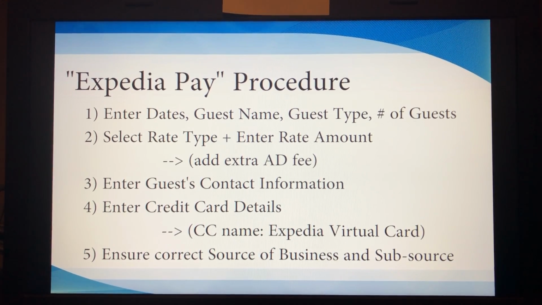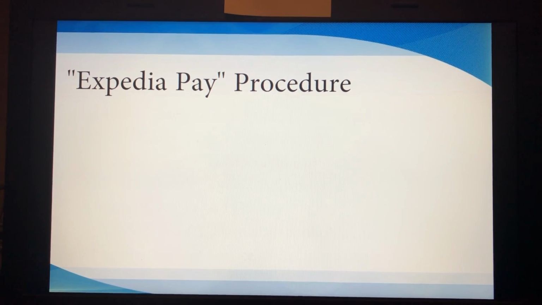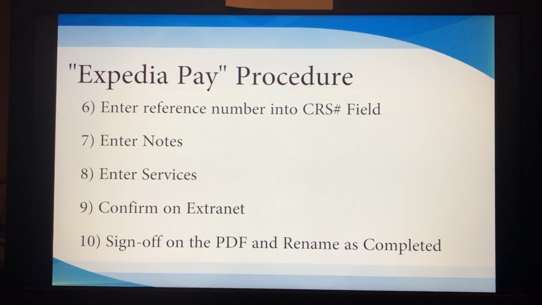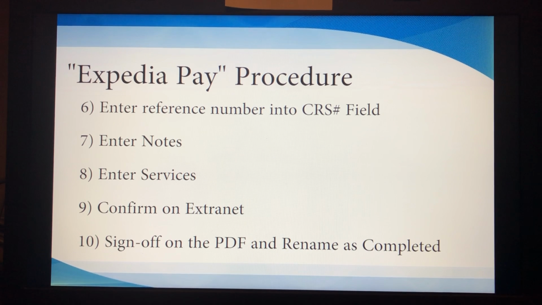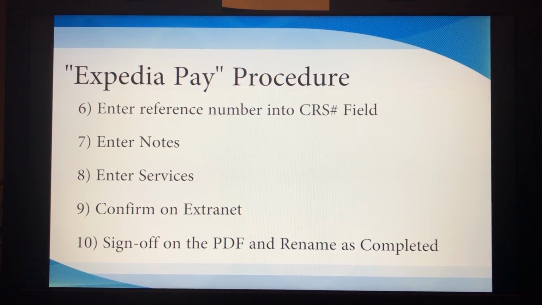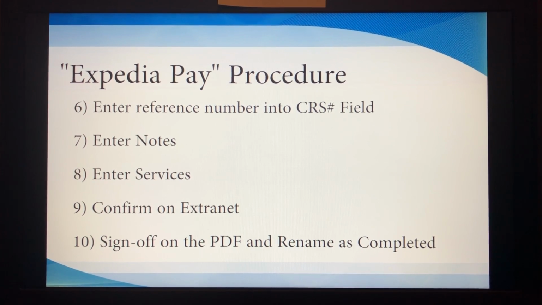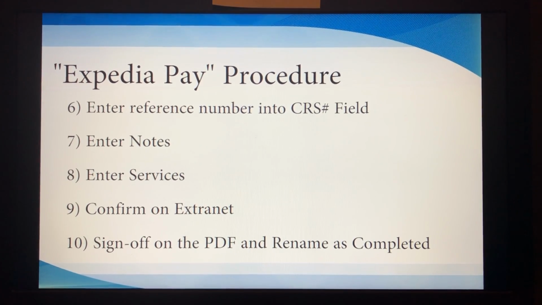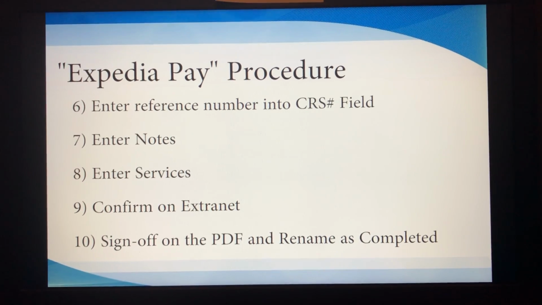Ensure that the source of business and the subsource are correct. Enter the reference number in the CRS number field. Enter it in your notes. Enter in any services codes. Confirm the reservation on the Expedia extranet, and sign off on the PDF and rename the file as completed.